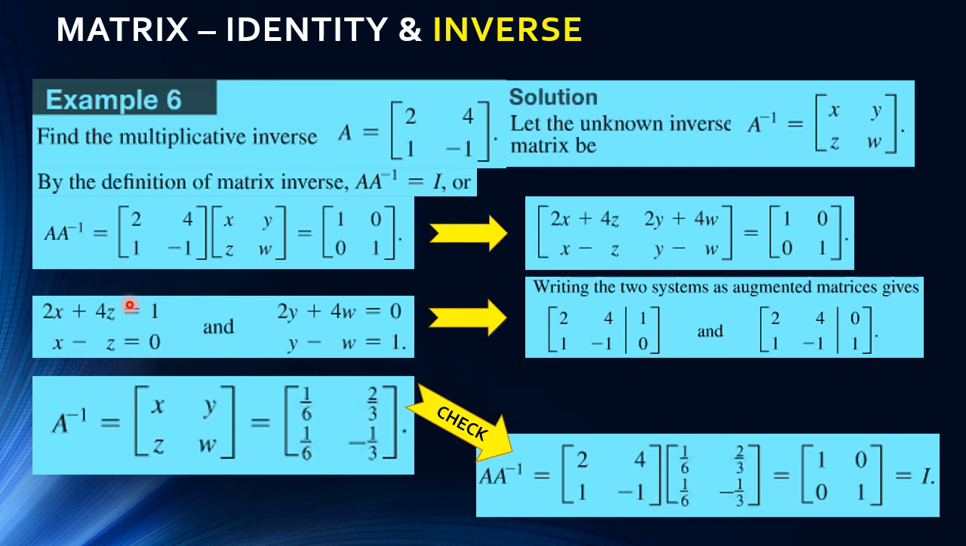Or we can do an augmented matrix and solve them the way we did before. So when we do that, we get the inverse matrix of A equals 1/6, 2/3, 1/6, negative 1/3. Again, you can write each of these as matrices. Remember, we did that before and then went to the RREF function to find the answers, and that's what's done here.